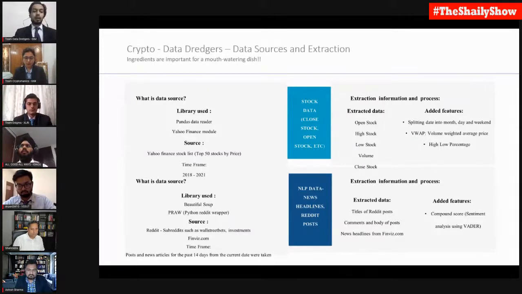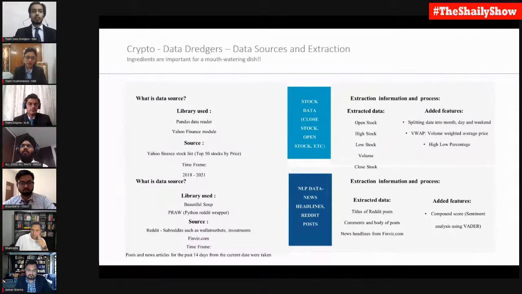We can't consider every single comment, so we need to consider only those comments that are from experts. So we only use those comments. Here we extracted the titles of the Reddit posts, and then we extracted the comments given below in that title, and then we checked for the compound score.